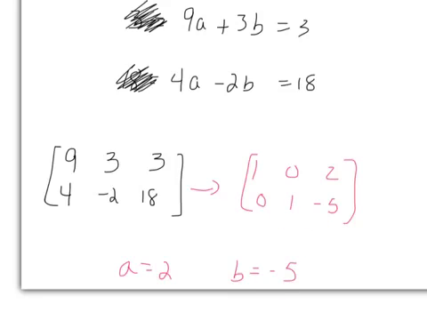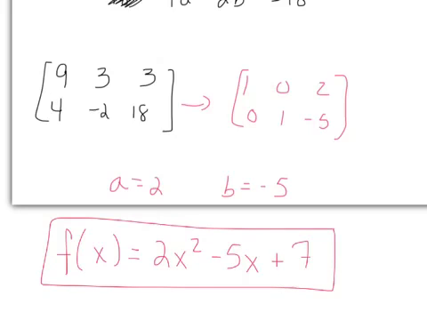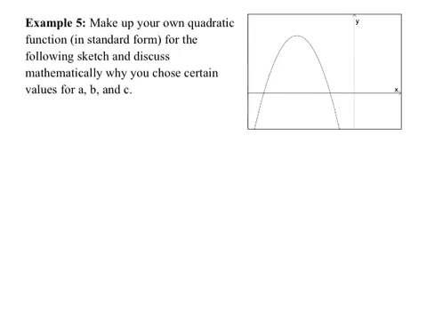So what is the overall function? How can I write my final answer? I can write it as f of x equals 2x squared from the a, minus 5x from the b, and then remembering that c was 7. So here is our function. So example 5 says to make up your own quadratic function in standard form for the following sketch, and then discuss mathematically why you chose certain values for A, B, and C.